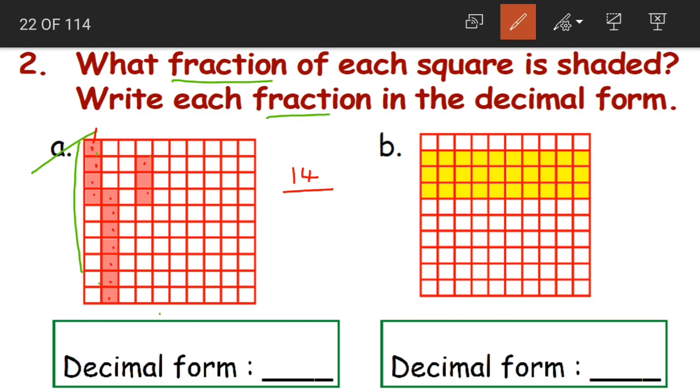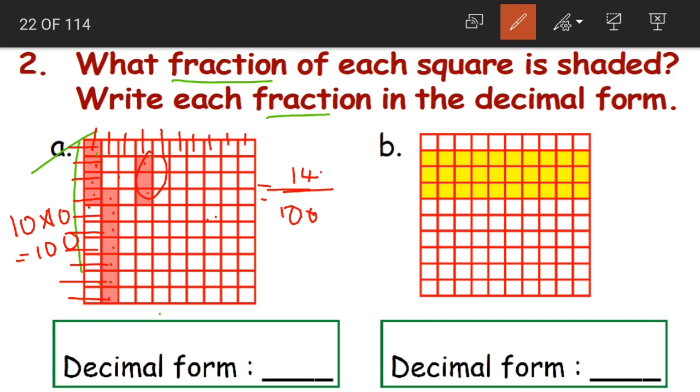And what about the denominator, children? If we count the number of rows and columns, 1, 2, 3, 4, 5, 6, 7, 8, 9, 10. We are having 10 rows and 10 columns. So the total number of squares becomes 10 into 10, that is equal to 100. So now this 100 becomes our denominator. What does this fraction represent? That 14 squares out of the total 100 squares are shaded.